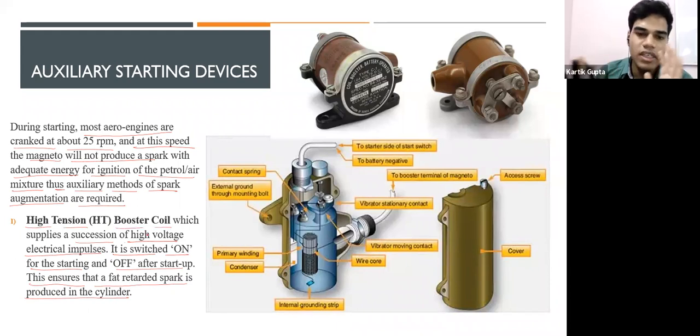We will not go into the details, not required at all. You can just imagine that they have coils. They have stored some voltage inside them, and when you switch the ignition to both or start, this high tension booster coil gives a push, and the magnetos start to turn fast, and that will produce the voltage. Okay.